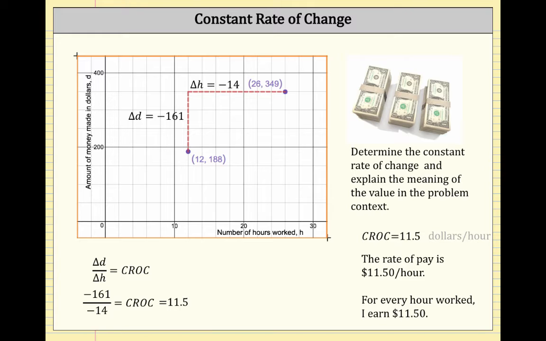And so the constant rate of change is $11.5 per hour, which sounds a little awkward. What I mean by that is, if you're looking at it from a contextual perspective, the rate of pay is $11.50 per hour. And for every hour worked, I earned $11.50. So now we have the number value for the constant rate of change, but we also know its units. It's measured in dollars per hour. So let's see what we can learn from this.